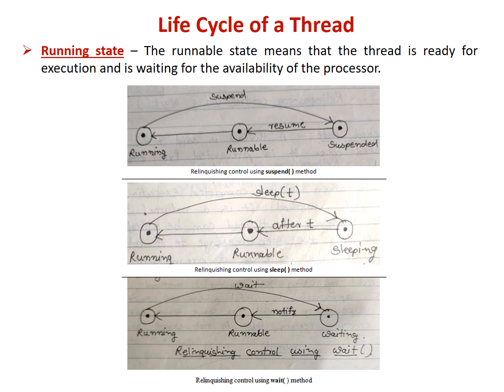A thread can be put to sleep for a specified time using the sleep method. Here, the time given is in milliseconds. This means that the thread is out of the queue during this time period. The thread re-enters the runnable state as soon as this time period has elapsed. And number three, it has been told to wait until some event occurs. This is done using the wait method. The thread can be scheduled to run again using the notify method.